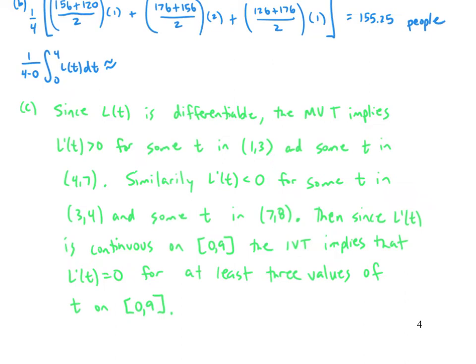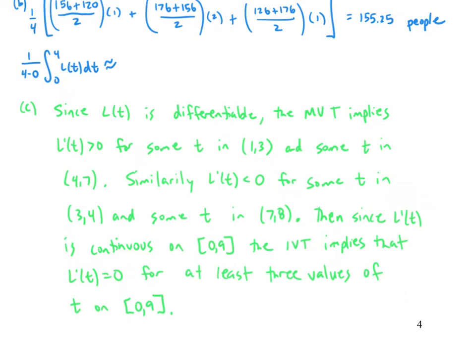With all of that being considered, since L of t is continuous, and the reason it's continuous is because it's differentiable, the intermediate value theorem says that L of t must be 0 for at least 3 values of t on 0 to 9. So think of it this way.